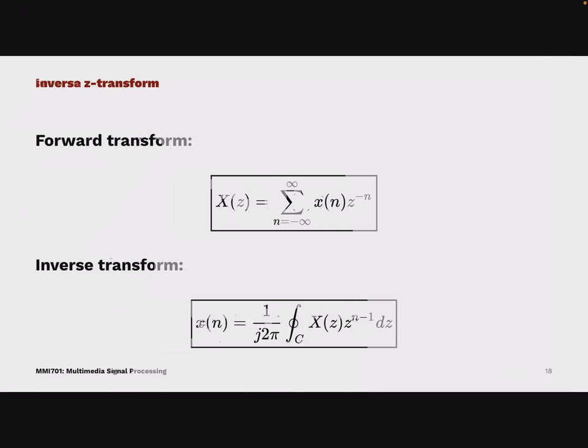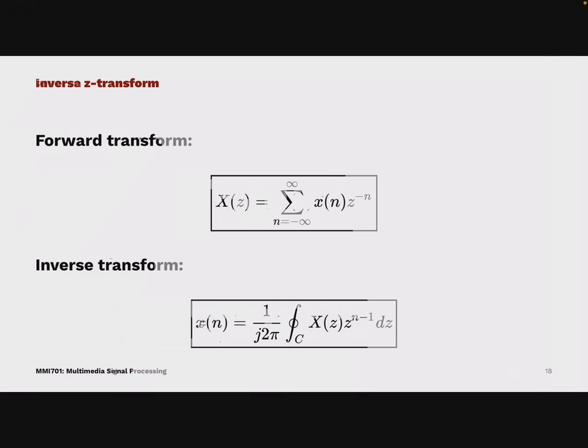Okay, so we've talked about the forward transform, which is pretty simple to obtain as a series, and the inverse transform is not so easily obtainable. You need to get a contour integral around the region of convergence, and numerically it doesn't lead to any useful results. It doesn't reveal the true usefulness of the Z transforms.